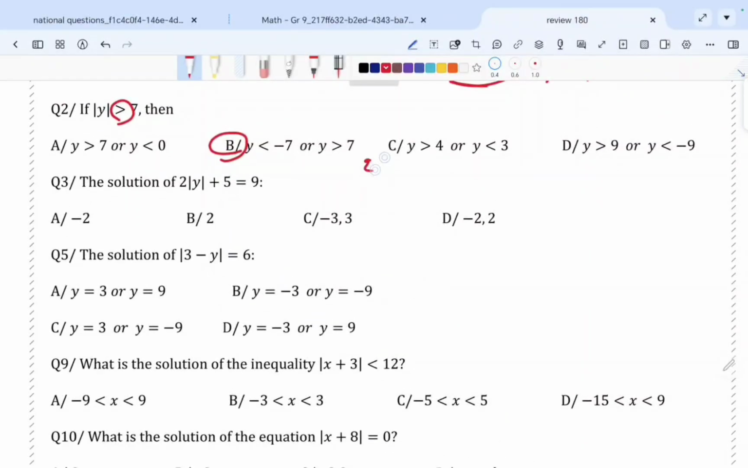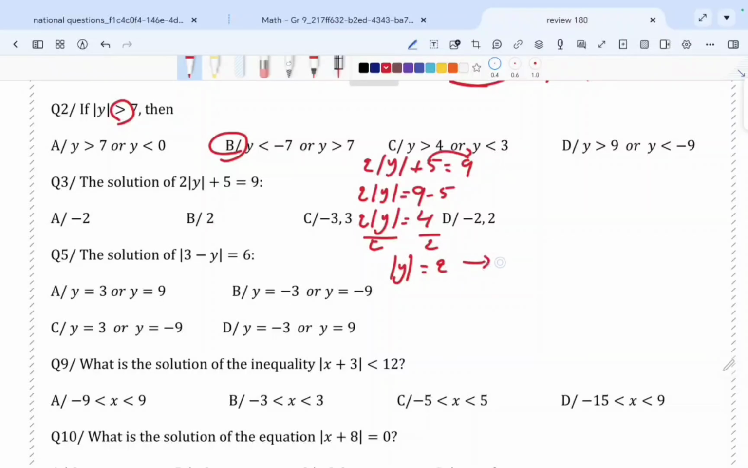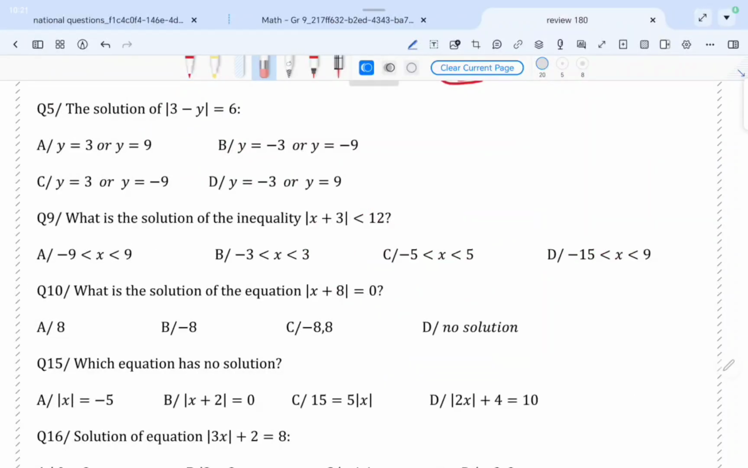We have 2 times the absolute value of y plus 5 equals 9. Move 5 to the other side, it will be 2 times the absolute value of y equals 9 minus 5. 9 minus 5 is 4. How to get rid of 2? Divide by 2, divide by 2. So the absolute value of y equals 2. So the answer is y equals positive or negative 2. D is the correct answer.